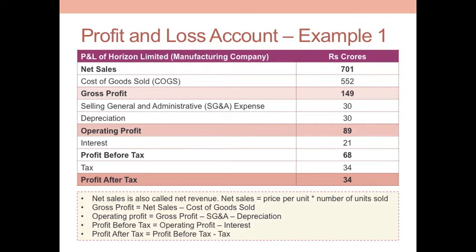Interest is payable to the bank on loans taken from the bank to purchase fixed assets like plant and machinery, vehicles, and other fixed assets of the manufacturing enterprise. Profit before tax is simply operating profit less interest expense. Taxes are payable on profit of the business, and profit after tax is simply profit before tax less taxes. Profit after tax, or PAT, is the bottom line.